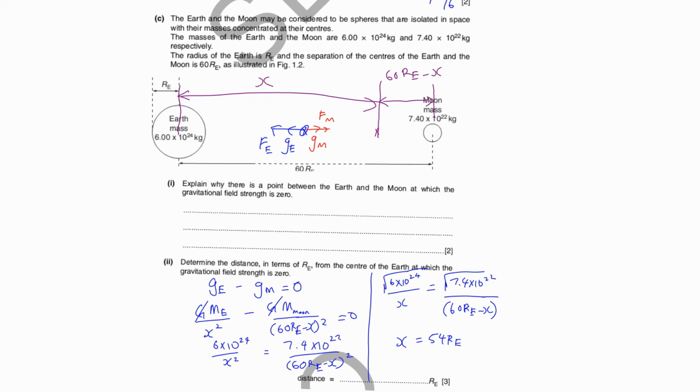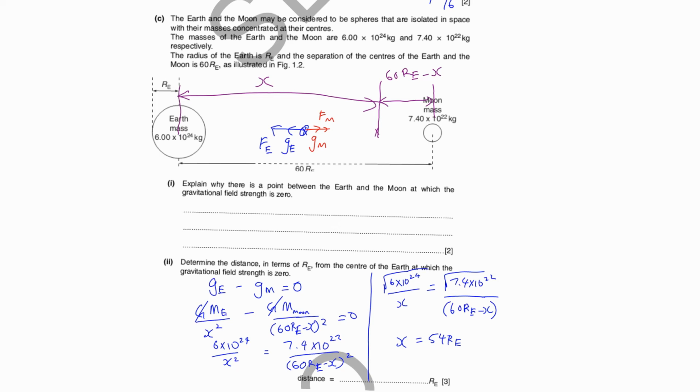Okay, so the field strength of the Earth and the Moon will also be in the opposite direction. So they may cancel out each other.